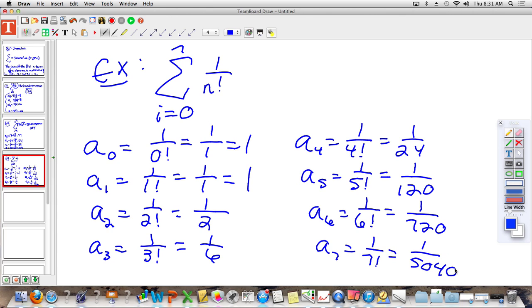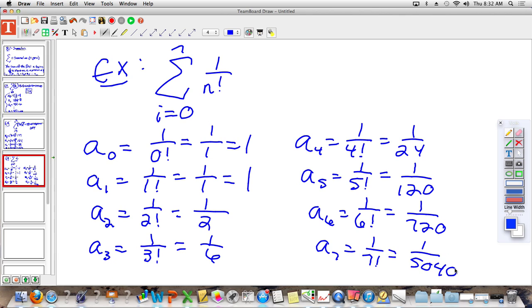So now you need to add them all together. Now, this is the deal. It looks horrible to add together all these fractions, but the calculator knows the order of operations. You don't have to separate anything with parentheses. You literally just add together 1 plus 1 plus 1 divide 2 plus 1 divide 6 plus 1 divide 24, and so on.